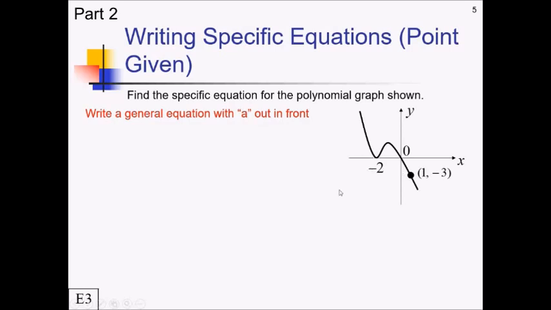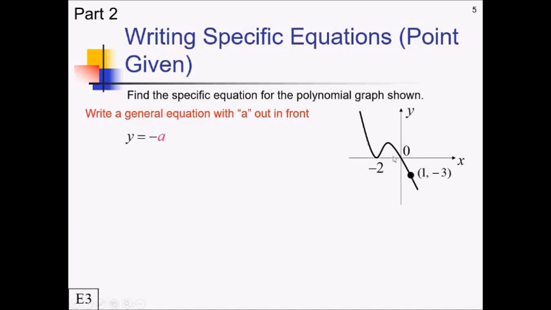All right, now hopefully in the course of writing this, you recognized that since we're going down as you move to the right, we again have a negative out in front. So I'm going to now write y equals negative a. And we don't know what a is yet. We'll find it later. Now let's take a look at our factors.